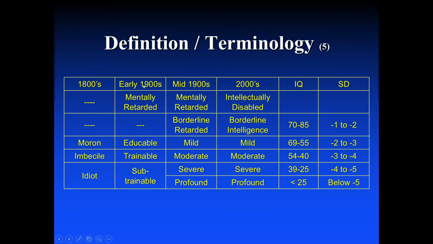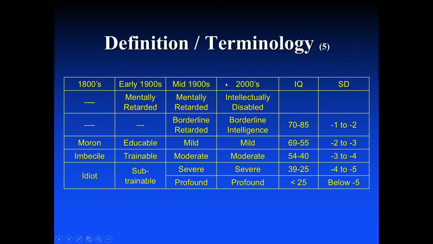In the early 1900s, when people like Alfred Binet first developed what we would consider to be modern IQ testing, the term mentally retarded came into use. This was felt to be less pejorative than the terms moron, imbecile, and idiot, and when they were introduced, they were indeed technical terms without any psychosocial overlay to them. Unfortunately, people were referred to as either educable, trainable, or subtrainable, and I've got to admit that calling somebody subtrainable is a little bit pejorative right there.